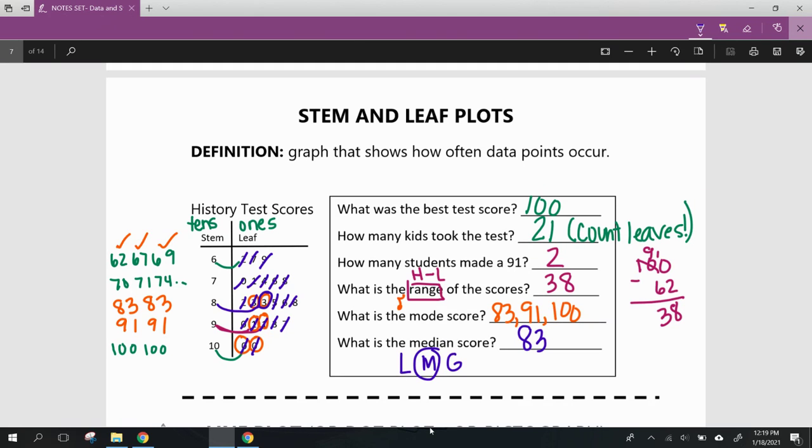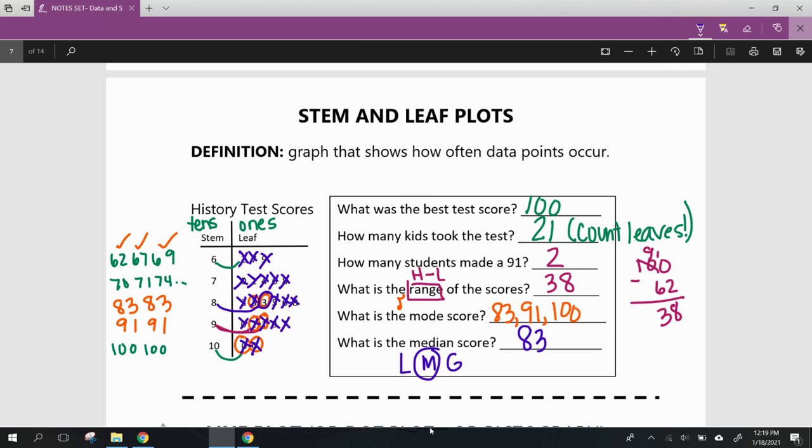But let's make sure, do we have the same number of people on both sides? Because remember, our median is the number in the middle, so we should have the same amount of leftovers on each side. 1, 2, 3, 4, 5, 6, 7, 8, 9, 10. So we should also have 10 people on the other side. 10 people that scored higher. 1, 2, 3, 4, 5, 6, 7, 8, 9, 10. All right, there we go. So we double checked it.